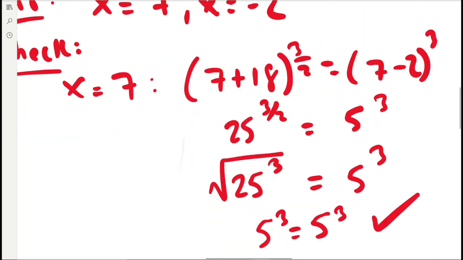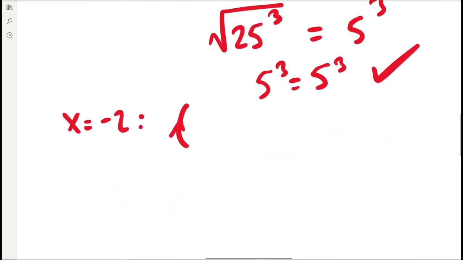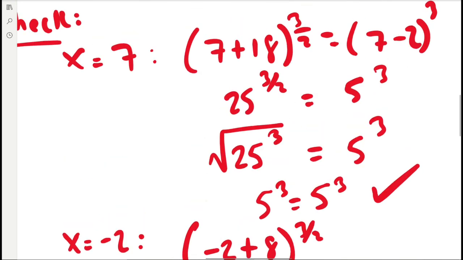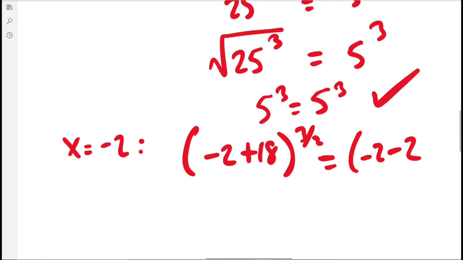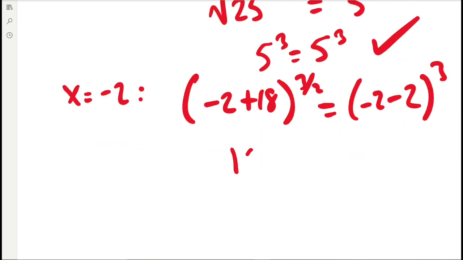Now let's check out the other solution, negative 2. So we get x plus 18, to the 3 halves, equals x minus 2 to the third power. So you have negative 2 plus 18 is 16. So you have 16 to the 3 halves equals negative 4 to the third.